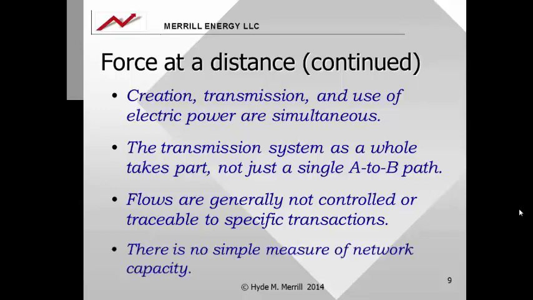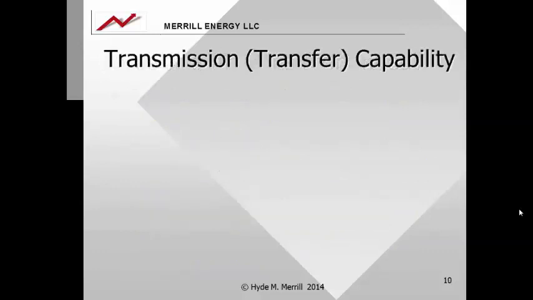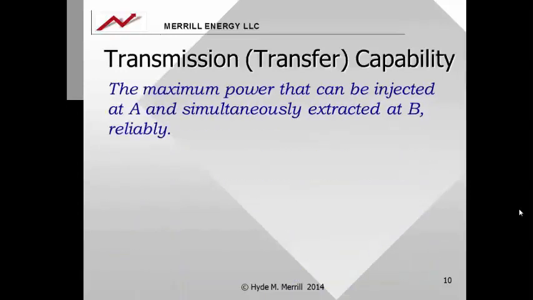Finally, and remarkably, there is no simple measure of network capacity. This statement should be surprising. If we can't measure capacity, how close can we get? Well, this is about the best we can do. Transmission or transfer capability or capacity, the terms are used interchangeably, is, loosely speaking, the maximum amount of power that can be injected at A and simultaneously extracted at B reliably.